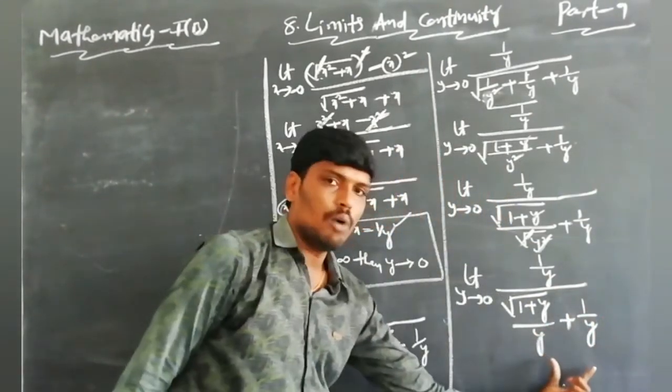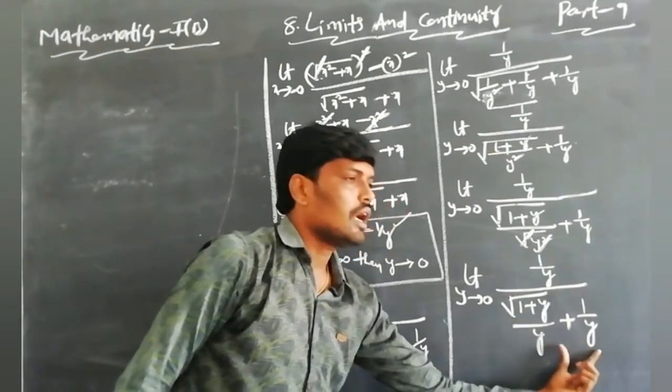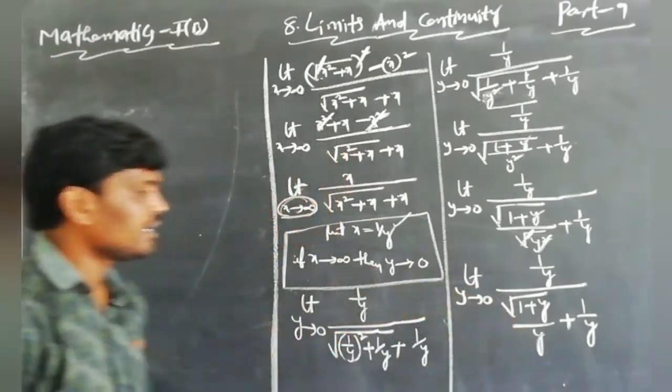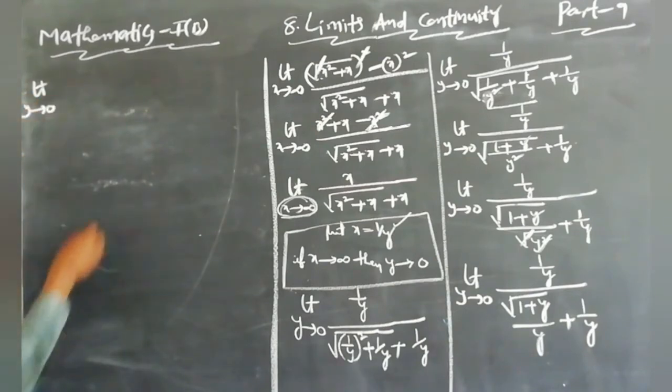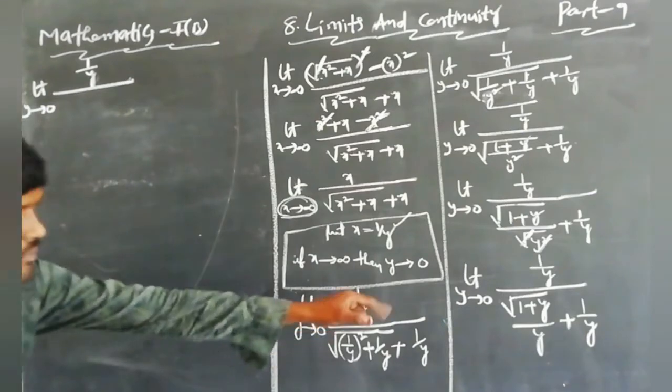After that, observe the denominator. In this denominator, the LCM of y and y is y. After that, you can take the LCM. Limit y tends to 0, 1 by y, 1 by y.